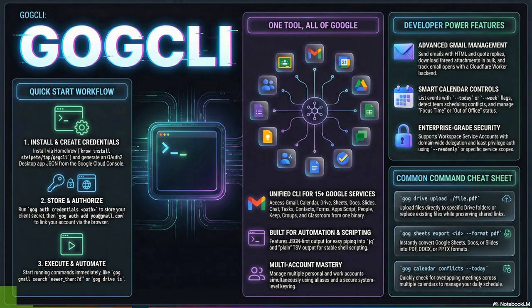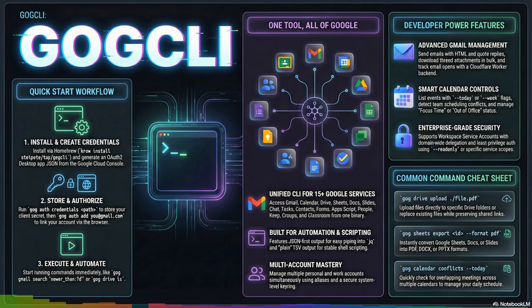But wait, if it's a command, does that mean I can run it on multiple files at once? So you're thinking like a programmer. Yes. You could write a simple loop. For every file in this folder, replace 2025 with 2026. Try doing that in the browser. You'd be opening tabs until your computer crashed. That is so satisfying. It's like industrial scale editing.